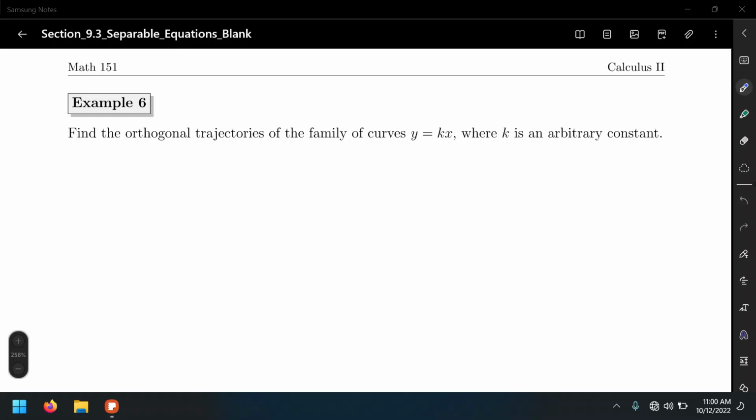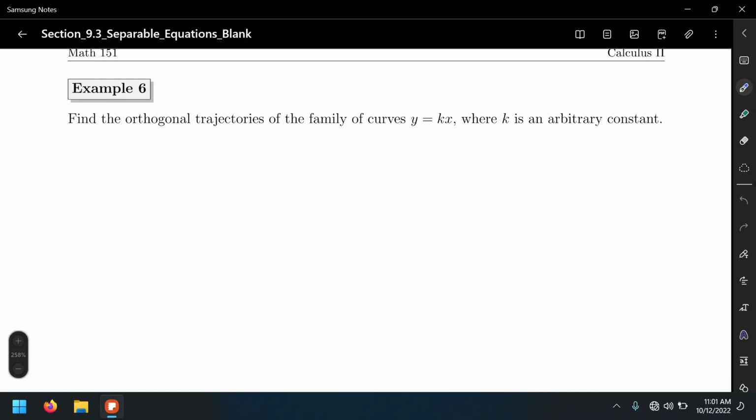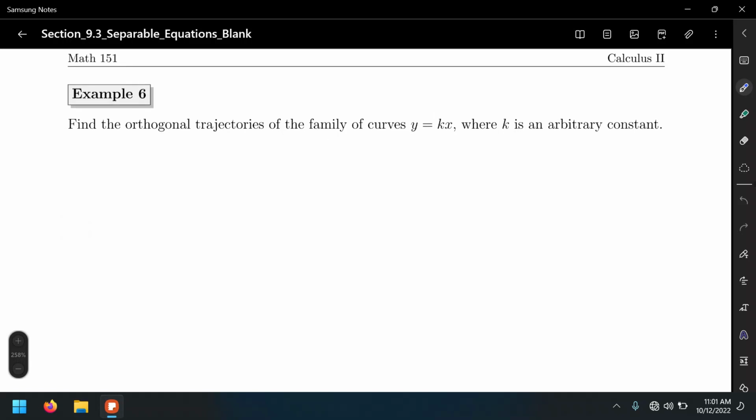Then from there, we looked a little bit at the applications of solving these differential equations. Well, the first application is to find and describe families of orthogonal trajectories of functions. So we did one example. We're going to finish this topic with another example.